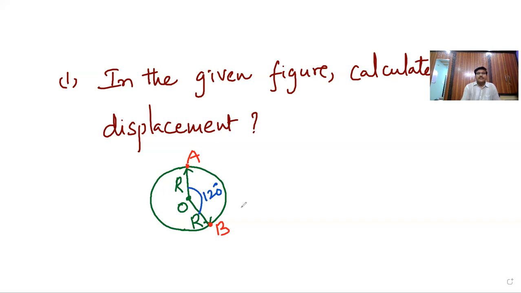So in this case, he is asking what is the displacement. Initial point is A, final point is B. OA is radius R, OB is also radius R, and the angle between OA and OB is 120 degrees. Clear? That was the problem. Let us solve this problem.